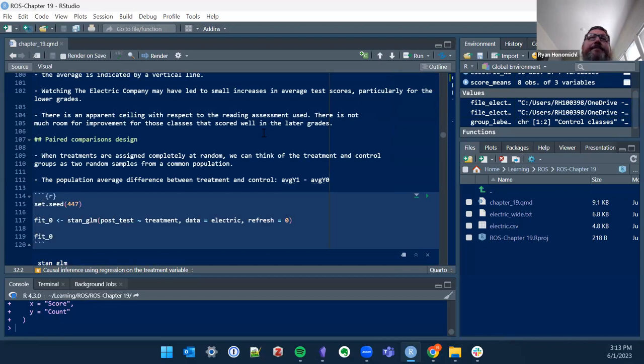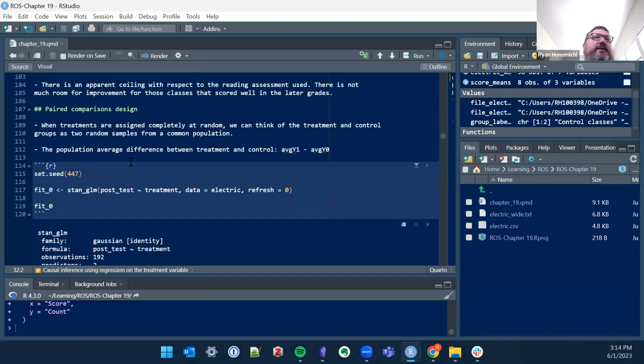They said there is an apparent ceiling with respect to the reading assessment used, that there is not much room for improvement. This is another problem in measurement: we have ceiling effects. It just may be that the reading assessment we have is not robust enough to really tease apart differences. It sounds like we have a lot of people tapping out at the upper levels, and that's maybe a limit.